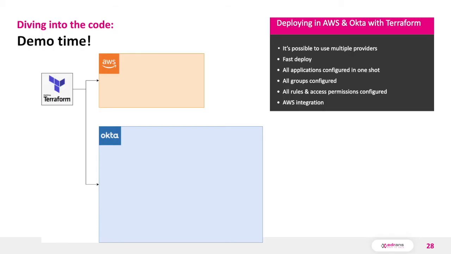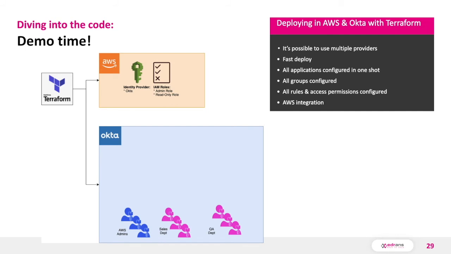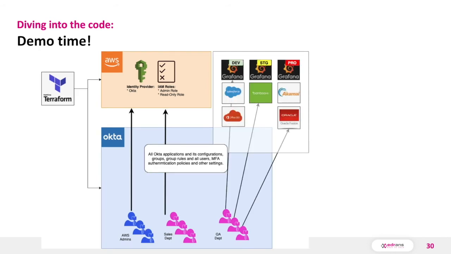And now it's demo time. We're going to create all the necessary resources on AWS and Okta at the same time, in one shot, in a really fast way. This is to have all the accounts and departments we're going to create. We're also going to create groups, the group rules to automate users belonging to different applications, and some applications also for this demo. So let's see how much time is required to deploy all of this.